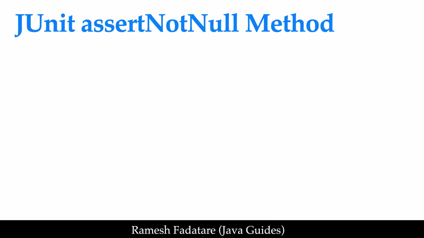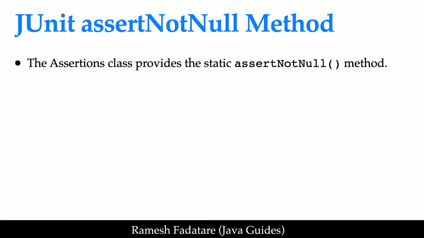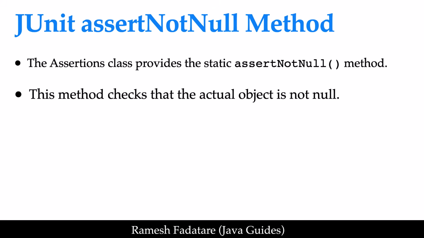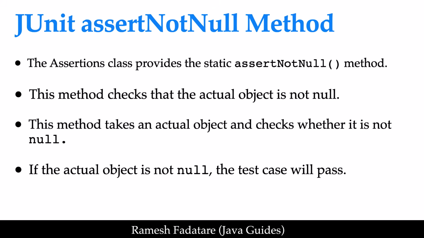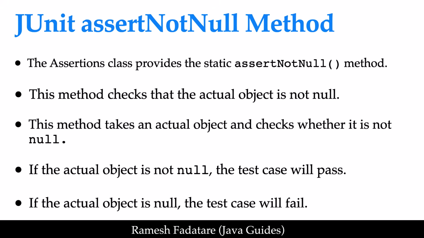Hi everyone, welcome back. In this lecture, we'll take a look into assert not null method, which is exactly opposite to assert null method, which we discussed in the previous lecture. Well, the Assertions class provides the static assert not null method, which we can use to check the actual object is not null. This method takes an actual object and checks whether it is not null. If the actual object is not null, then the test case will pass. If the actual object is null, then the test case will fail. Alright, so if you want to verify that the actual object is not null, then you can go ahead and use this assert not null method.